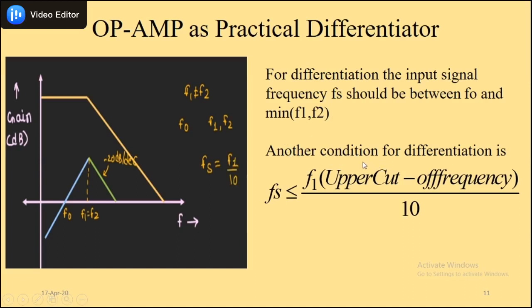If you want accurate differentiation, then your signal frequency Fs should be less than or equal to F1. F1 is nothing but your upper cutoff frequency. So for differentiation, the input signal frequency Fs should be between F0 and the minimum of F1 and F2. F0 is the 0 dB frequency, and of F1 and F2, whichever is the lower value, that is the range you have to pick.